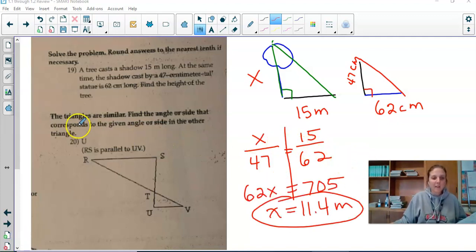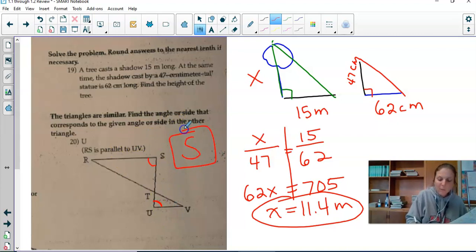Okay, and then finally, the triangles are similar. Find the angle or side that corresponds to the given angle or side. So you are given angle U, and you are asked to find the corresponding angle in this case. So if you look at the parallel lines, angle S would be your corresponding angle.